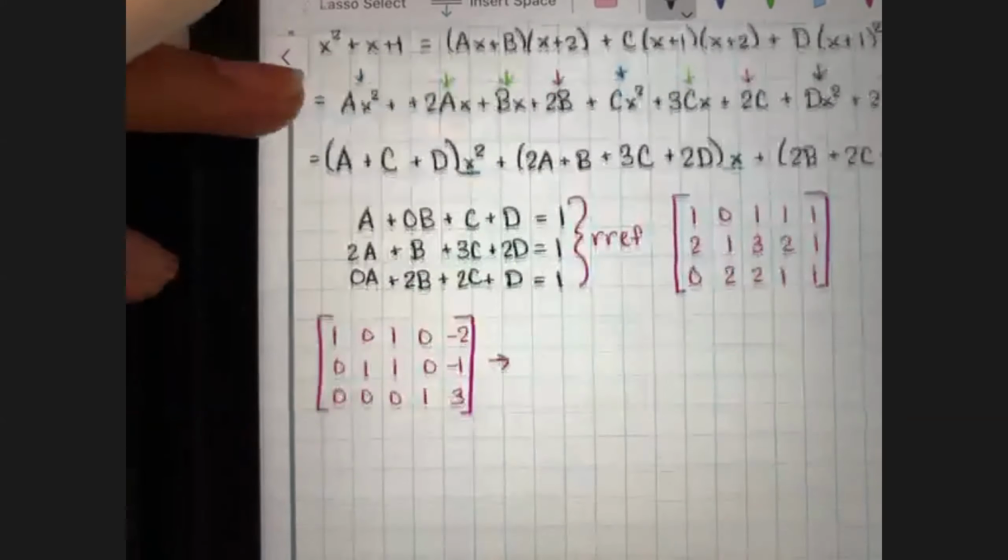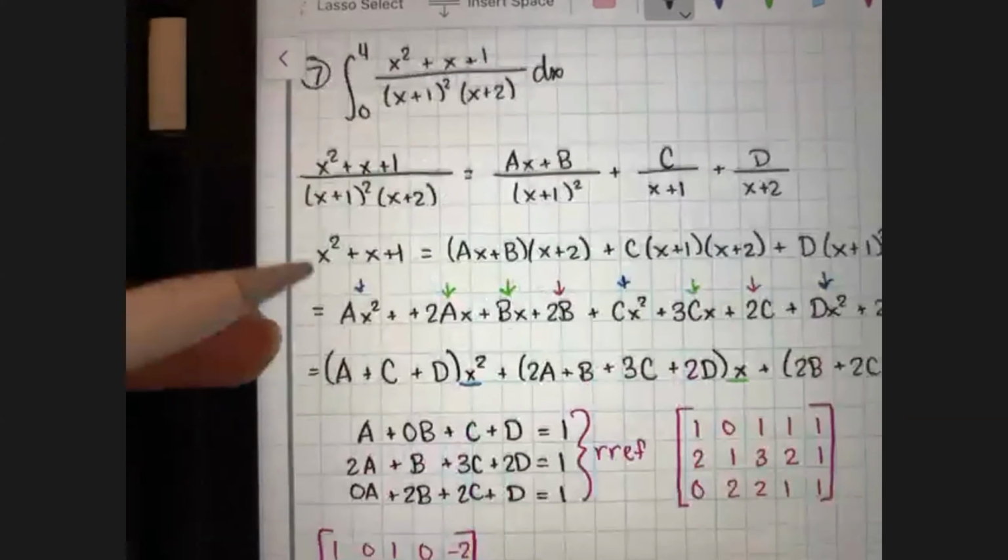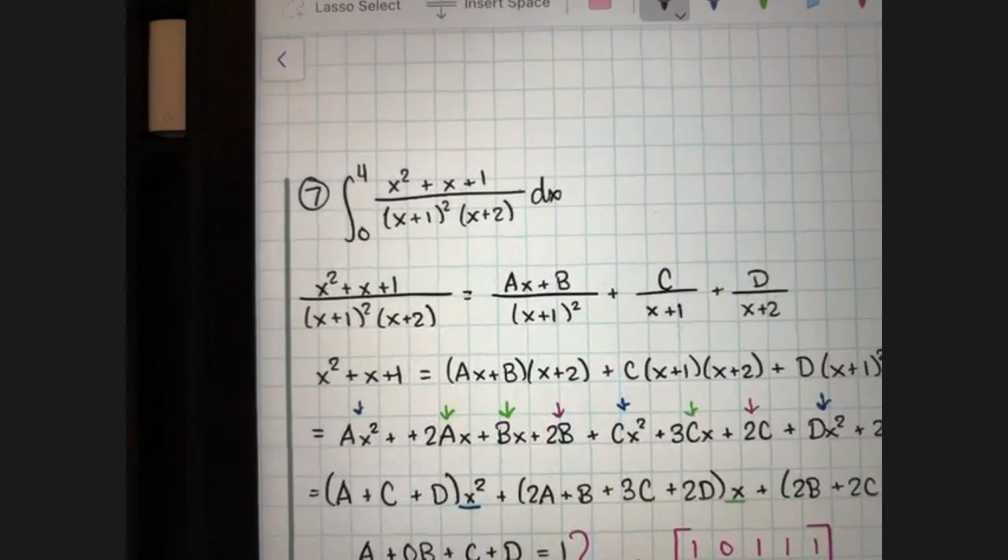So you couldn't find an A, B, C, D that made this work, right? Yes, there weren't any, because once I get, yeah. Look at that, the reduced row echelon form down below.